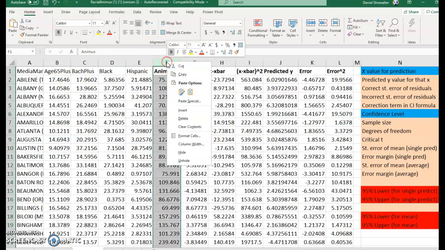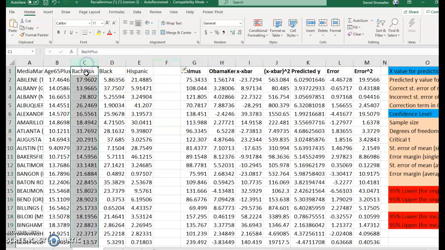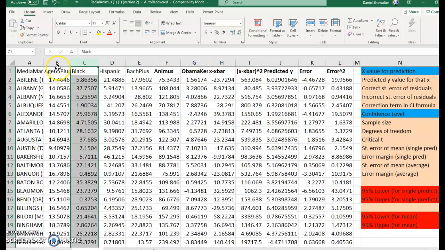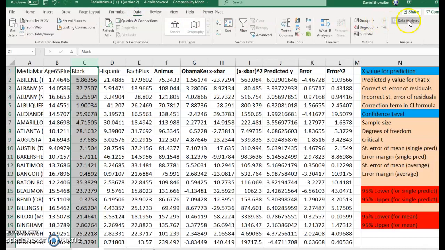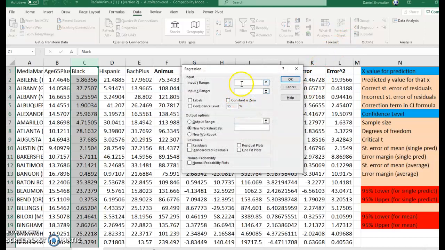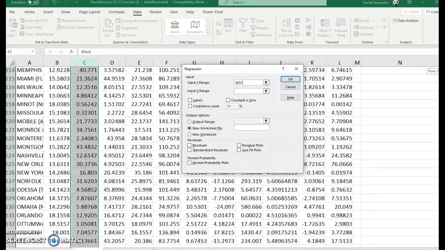What I'm going to do here is create a spot for my Bachelor Plus. I'm going to bring it over there and delete this. This just makes it easier to see what we're doing, and it makes the regression easier to run. There are other ways around that. Clicking on my data analysis, and just like before, I'm going to run this regression. My outcome is my Bachelor Plus now, so animus won't even factor into this.